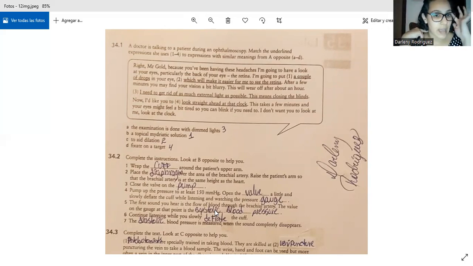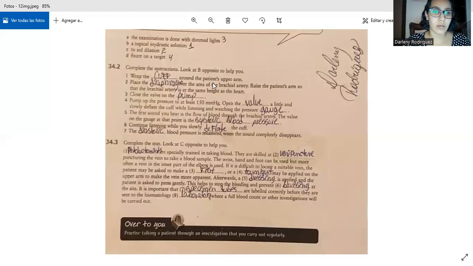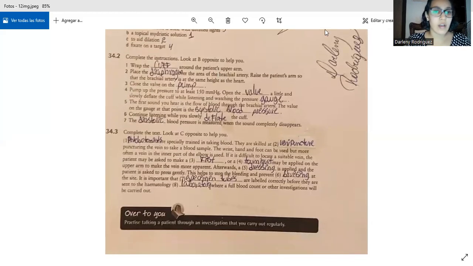Okay. So, number 1, a topical mydriatic solution. Number 2, to aid dilatation. Number 3, the examination is done with dimmed lights. And number 4, fixate on a target. Now, point 2. Complete the instructions.